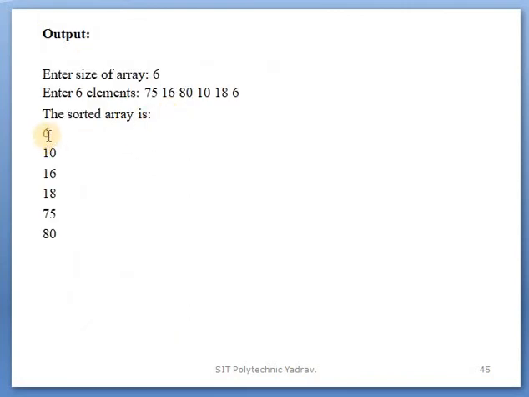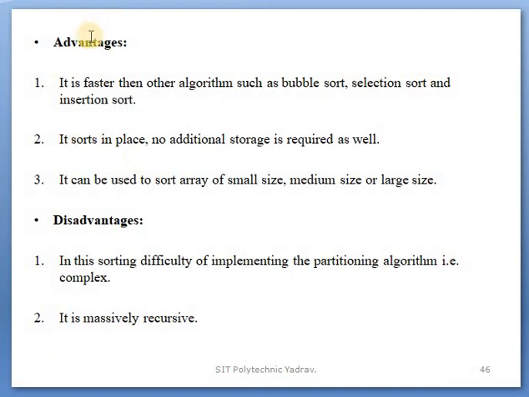After that, advantages and disadvantages. Advantages: it is faster than other algorithms such as bubble sort, selection sort, and insertion sort. It is faster because the divide and conquer approach is used, so it is faster than these remaining three sorting methods. In bubble sort, selection sort, and insertion sort, elements are sorted one element at a time.